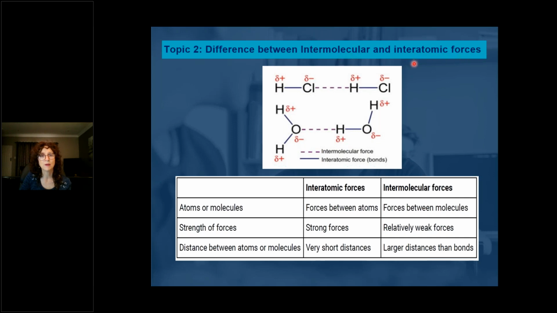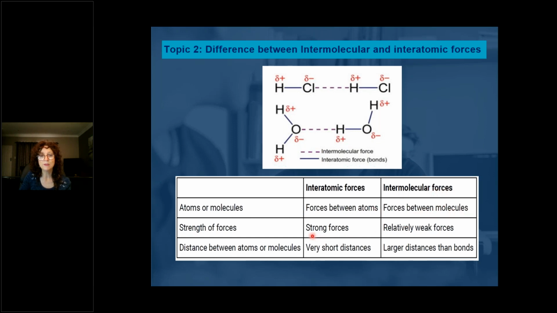Now the difference between intermolecular and interatomic forces: intermolecular is between the oxygen of one molecule and the hydrogen of another molecule, while interatomic or intramolecular forces are in the molecule, between the hydrogen and the oxygen. So what is the difference? Interatomic forces are forces between atoms. Intermolecular forces are forces between molecules.